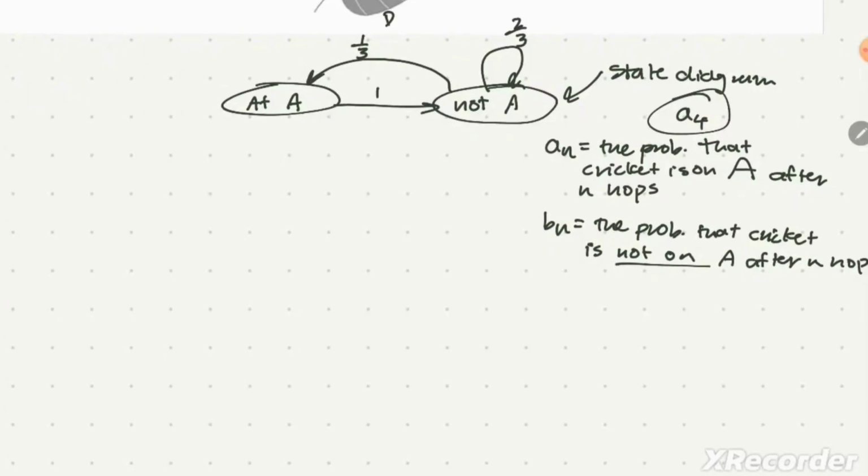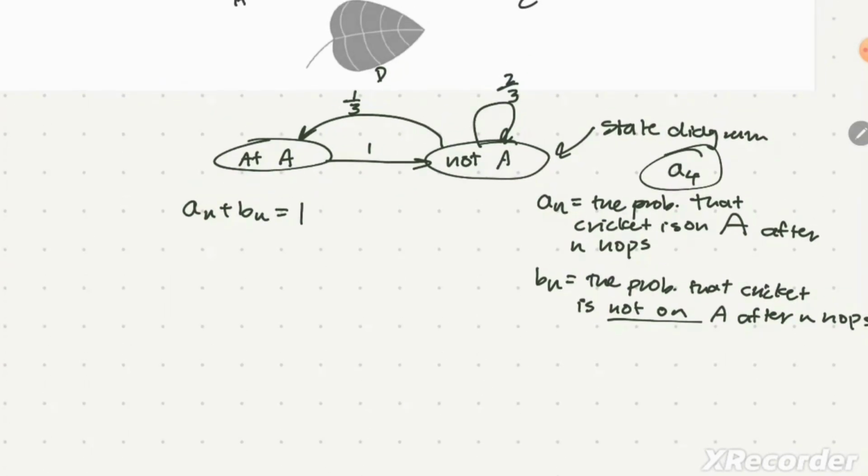Okay, so what else do we know about An and Bn? Note that there's something critical that we can find. An plus Bn must equal 1, regardless of the value of n. What does this mean? This means that after n hops, the cricket must either be on A or not on A. This seems intuitive, but this is helpful in giving us a relationship between An and Bn.